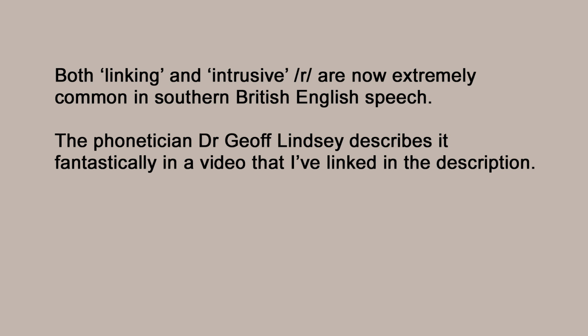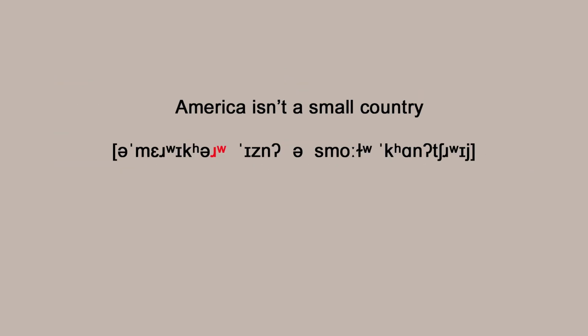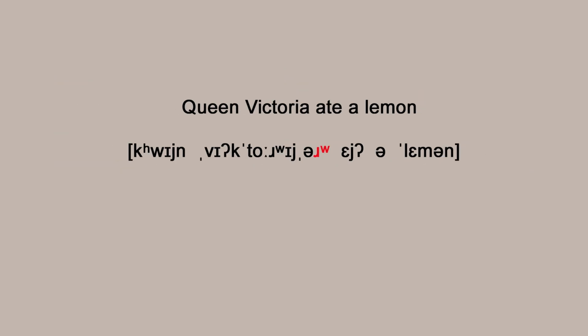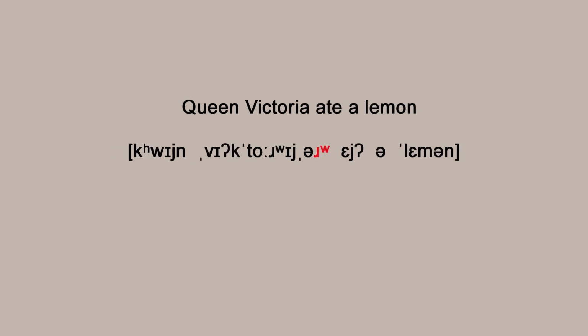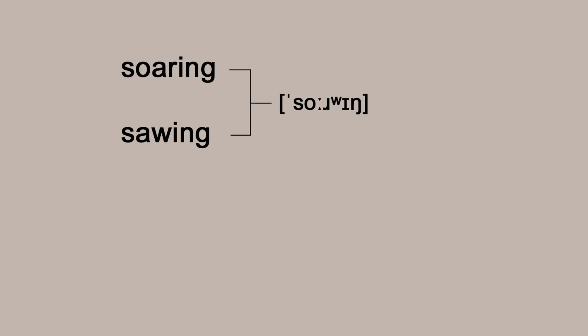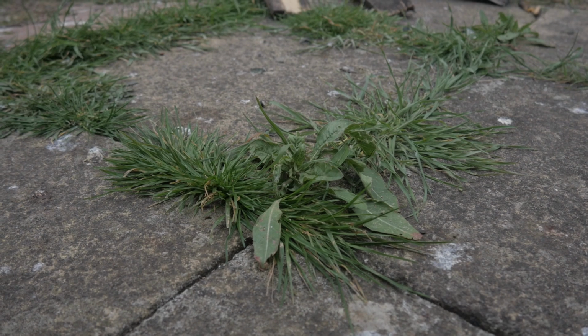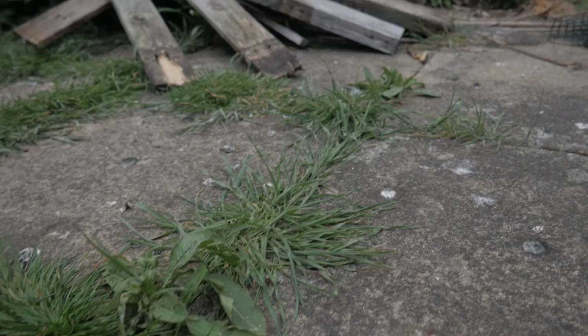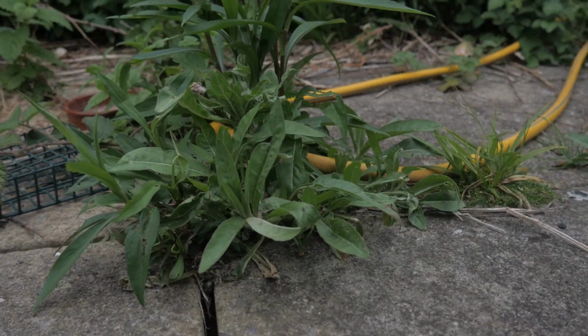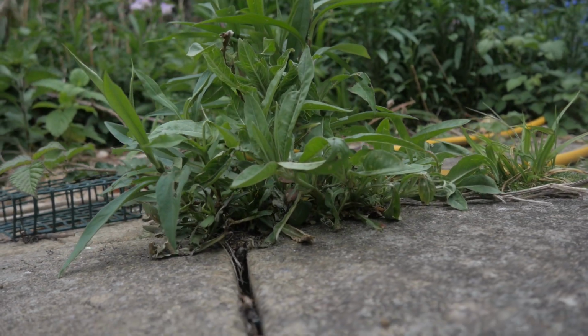Dr. Jeff Lindsay has a video that describes some of the properties of this linking r, but I'll normally have it in sentences like, America isn't a small country, or Queen Victoria ate a lemon. This even happens when you add suffixes to words that end in these vowels, so for me, soaring and sawing are homophones. I would never say sawing without an r in the course of normal speech. It's not that I think there's meant to be an r in these words. I'd never accidentally spell them with an r. That's just how my dialect deals with situations where these two vowels would otherwise come into contact with each other. Again, Jeff's video covers this in more detail.